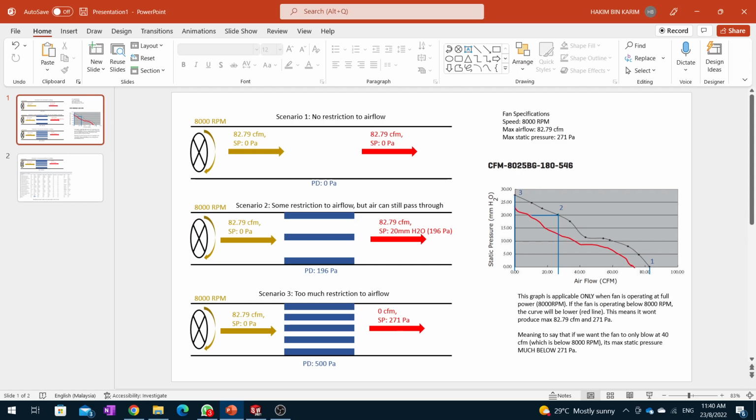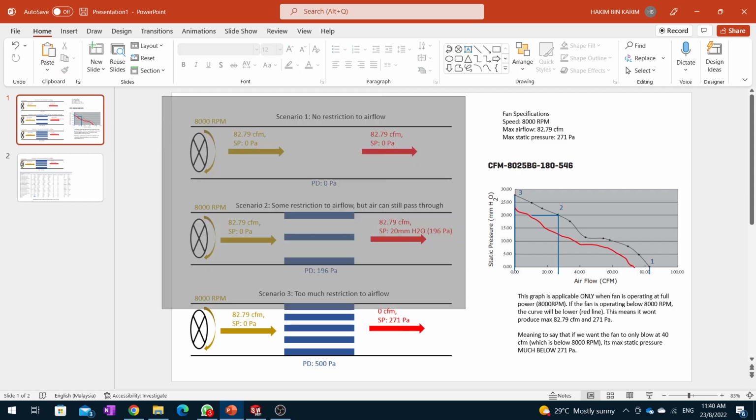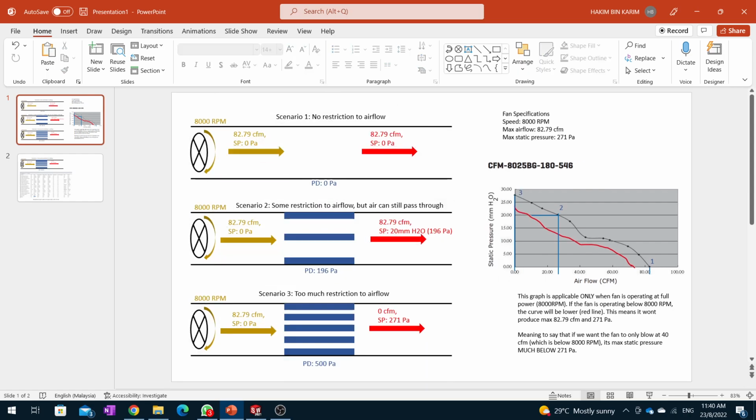Meaning to say, if we want the fan to only blow at 40 cfm, which is below 8000 rpm, instead of 82.79 cfm, then the maximum static pressure it can produce is much below 271 pascal. Okay, so I'll explain this scenario here. We will use the scenario when the fan is rotating at 8000 rpm.